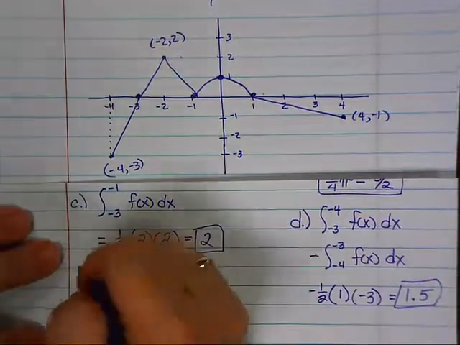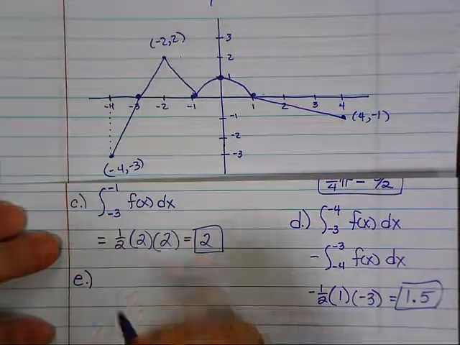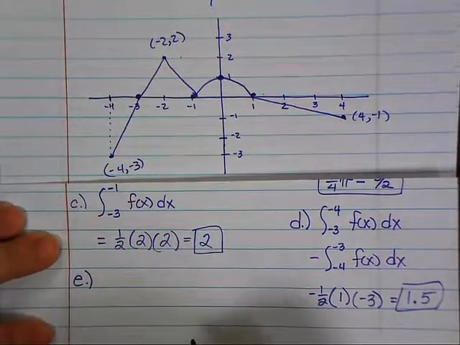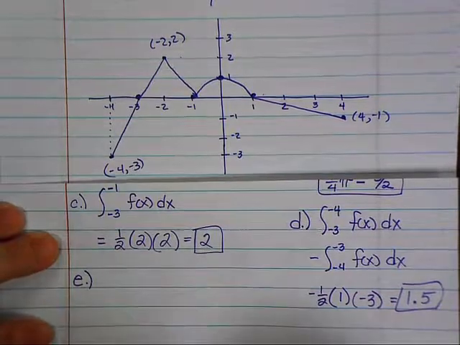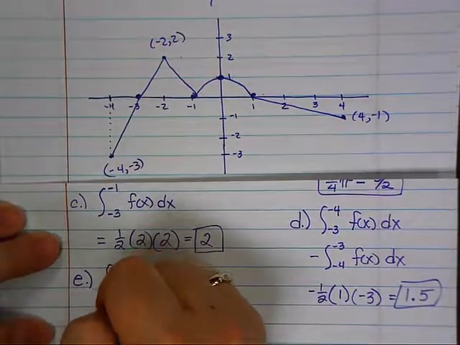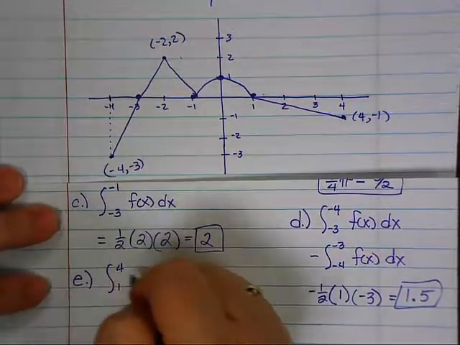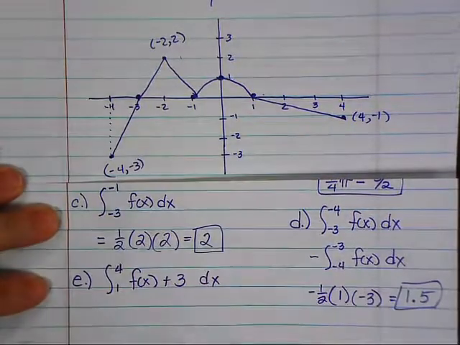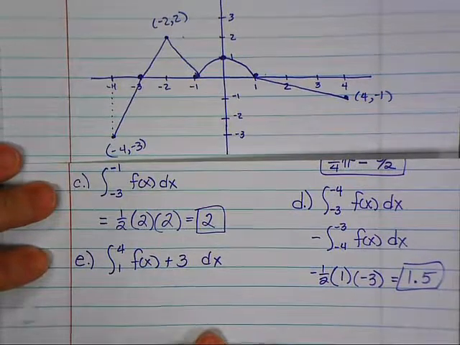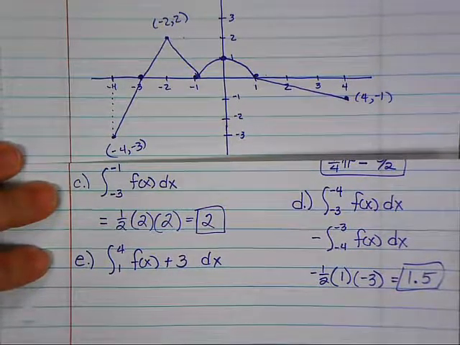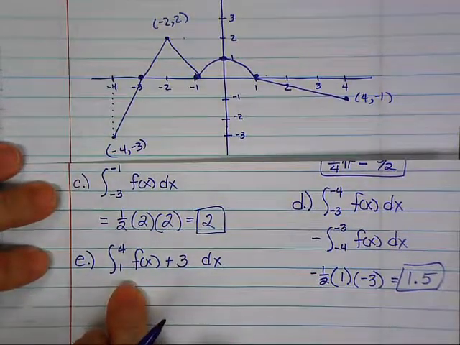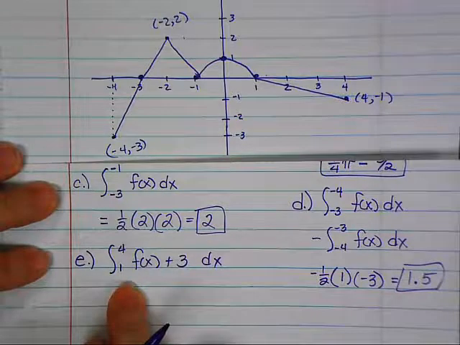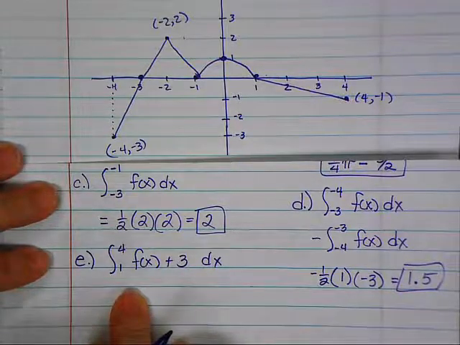Okay, I only have one more and then we're done. This one has been on the AP exam also, and a lot of people miss it, and it's so easy. So let me show it to you. The integral from 1 to 4 of f of x plus 3 dx. There's at least 2 of these on your worksheet, I can guarantee it. I know there's one on the front.